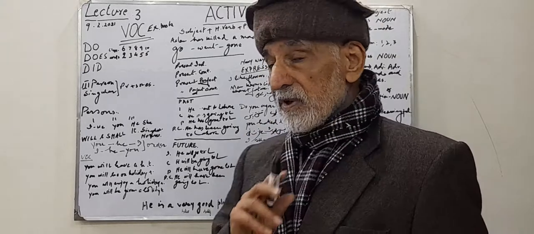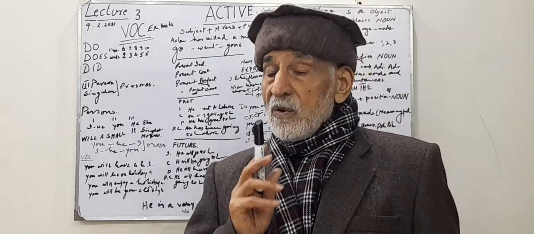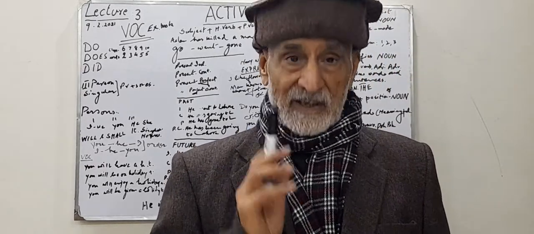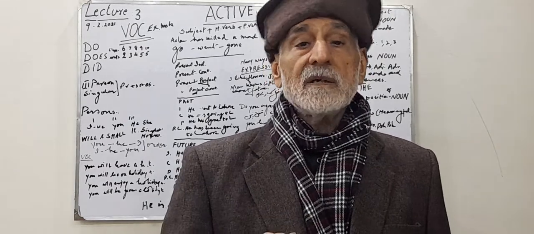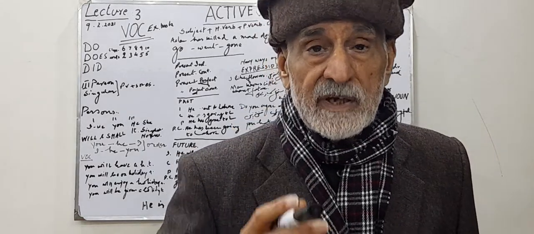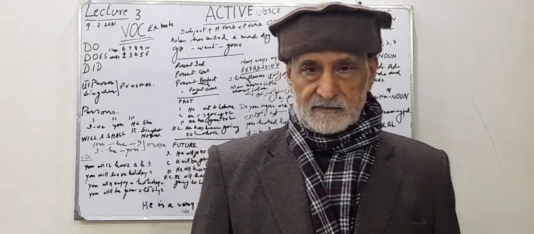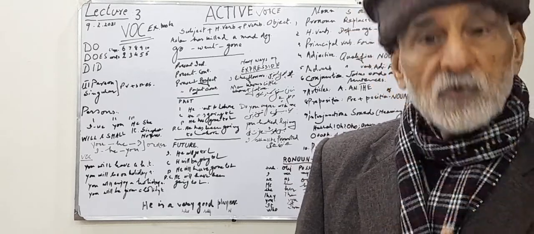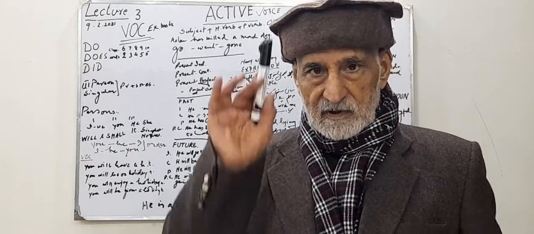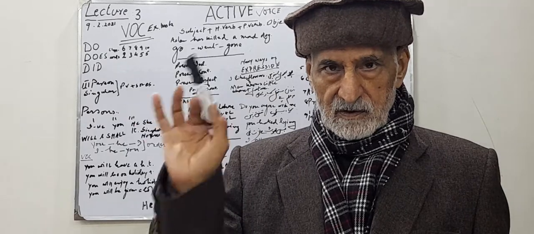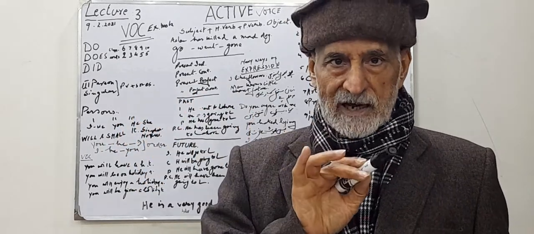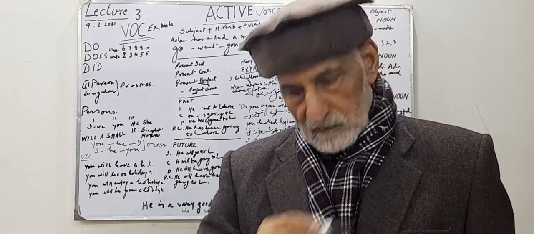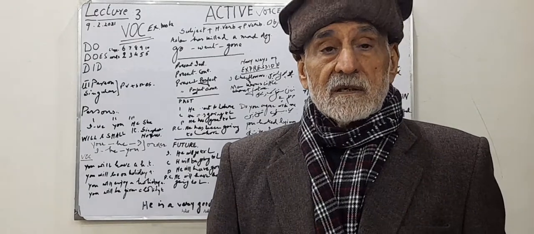The most important thing that I told you about the simple tense is that simple tense is made with only helping verb, and it has two forms: be, hona, have, rakhna. And then you have gone through the detail.